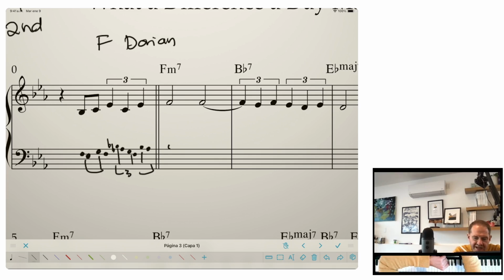Okay, so B flat and C below that, F. And this is just, for instance, to get us a good understanding of modal voicings before we get into more specific voicings. D.